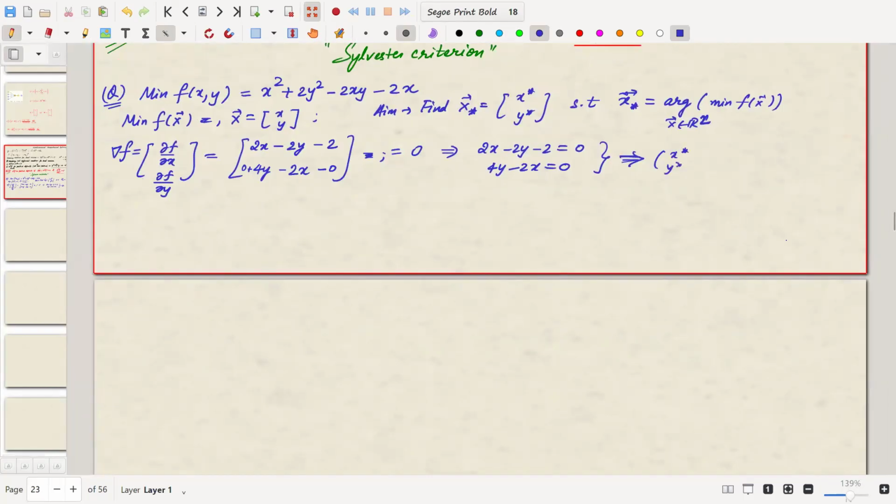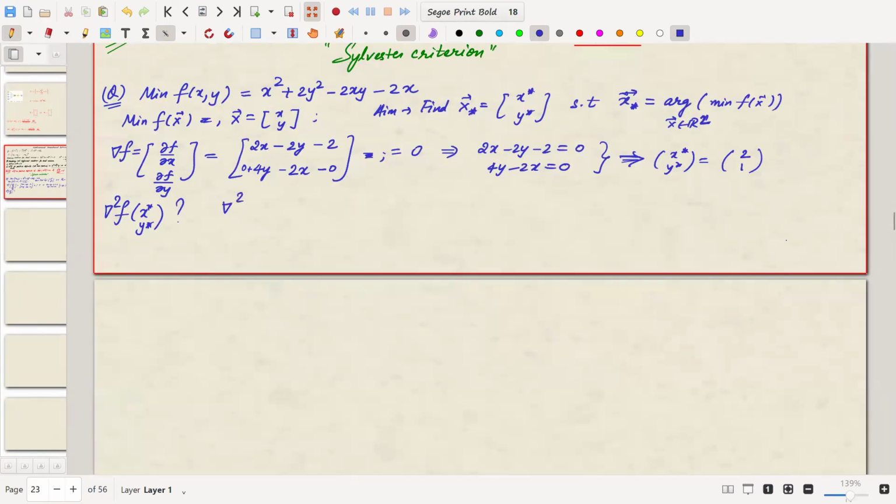X star y star is 2, 1. Finish. But you don't know whether it is minima or maxima. What do you do? Compute the second derivative. The second derivative here in 2 dimensions is known as the Hessian. That is grad 2f, that is grad 2f at x star y star, right? You have to solve what is grad 2f at x star y star.